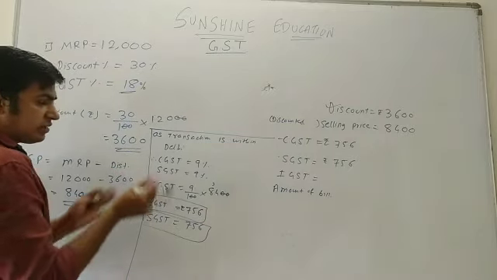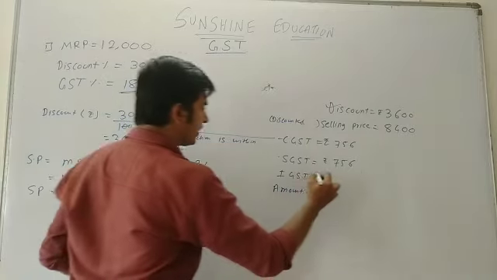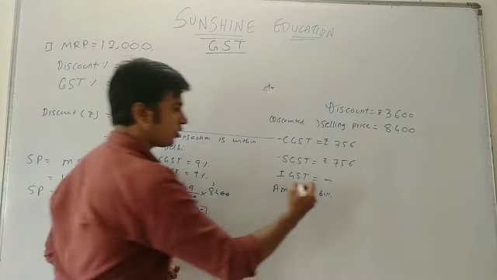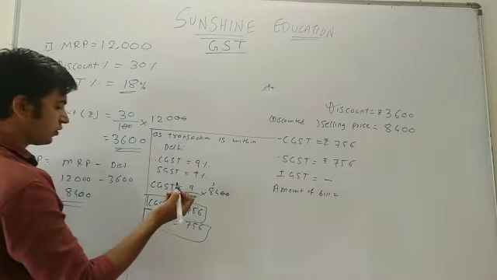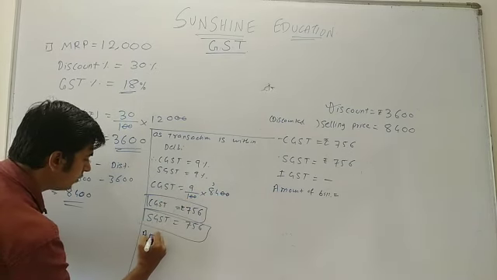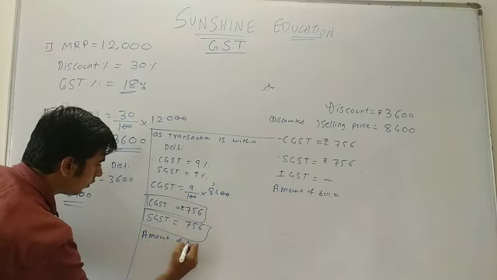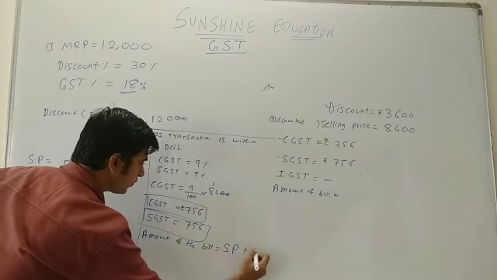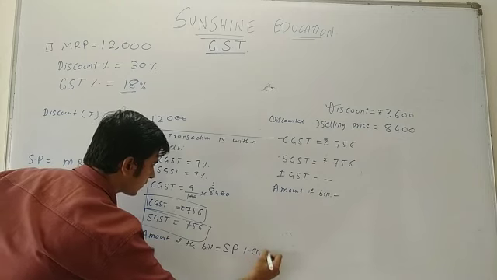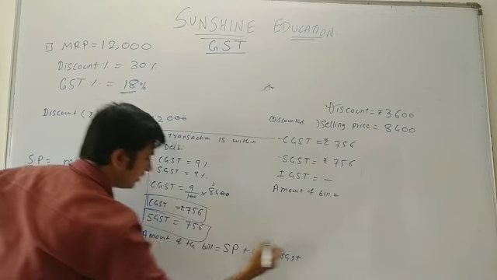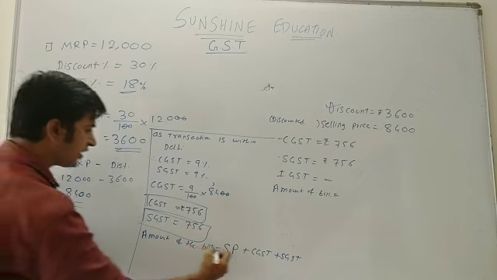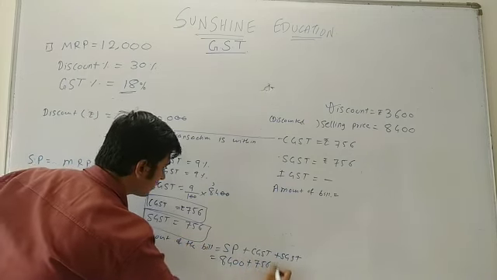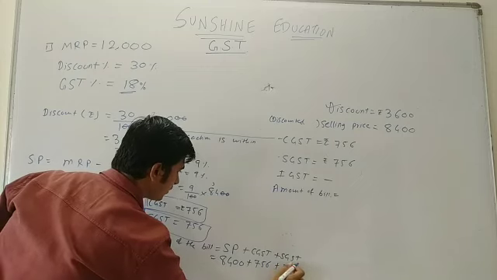As the transaction is within the state, there won't be integrated GST. What is the amount of the bill? Amount of the bill will be selling price plus CGST plus SGST. The selling price is 8,400 plus 756 plus 756.